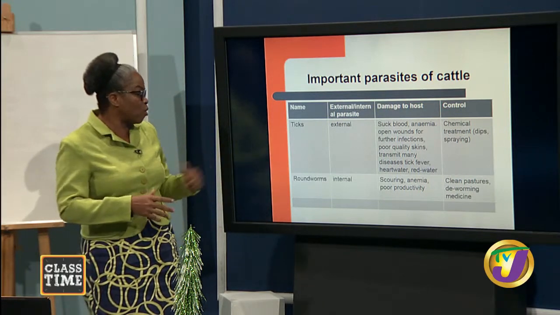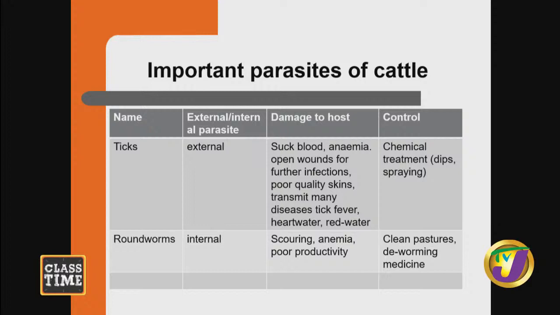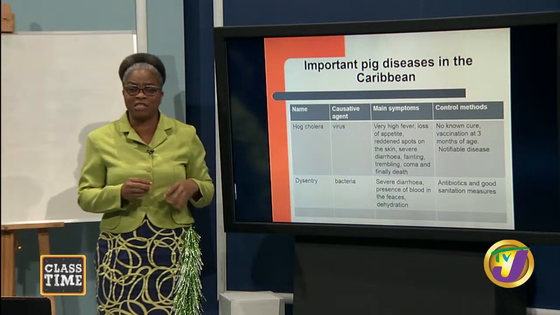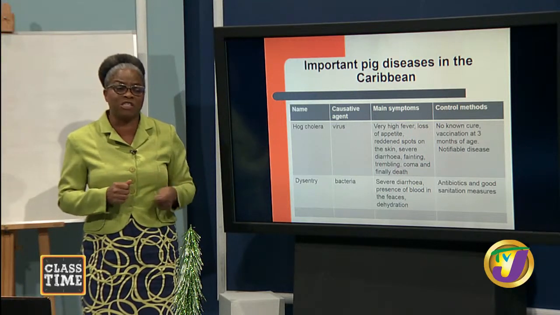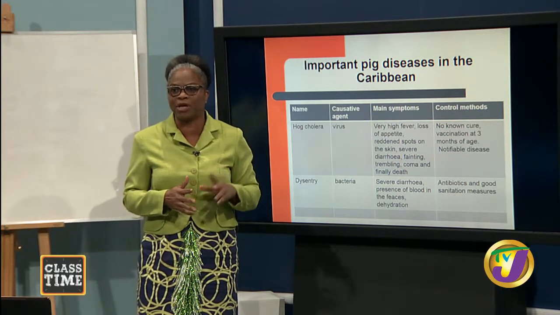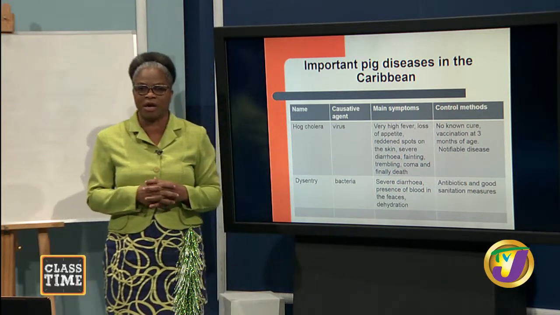Good? Next important one is what we call roundworms. And these are internal parasites. Damage to host, they're going to have scouring or diarrhea, anemia, and poor productivity. Control, clean pastures, and using deworming medicine. Good? We now want to move on. We have just covered important diseases and parasites of cattle, and some of these diseases affect goat and sheep as well. We are moving on now to look at important diseases in pigs in the Caribbean.